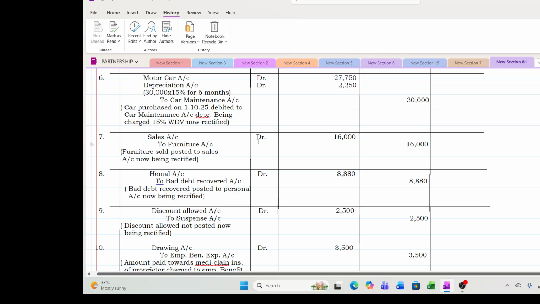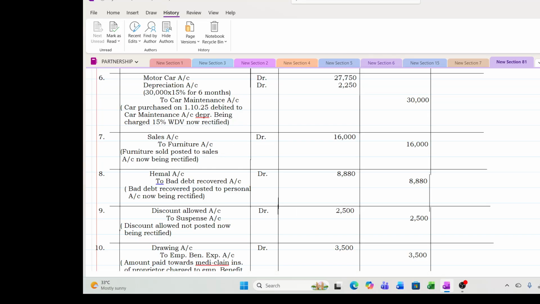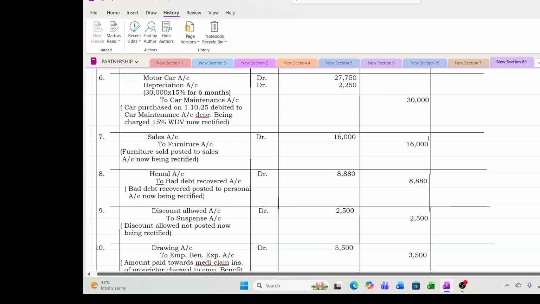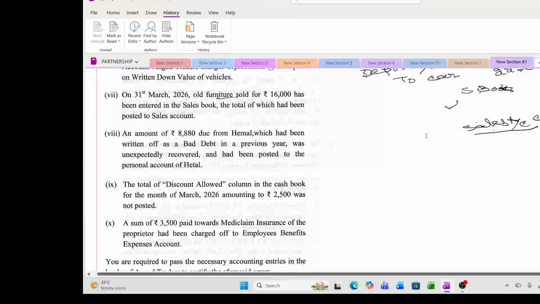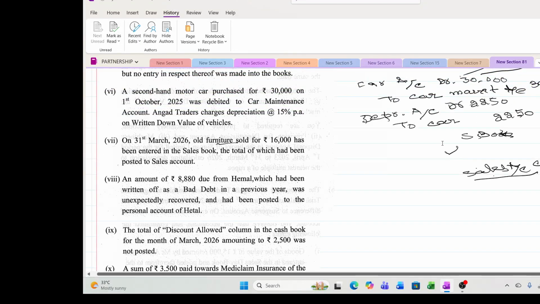Sales account you have to debit and credit the furniture account, because it is not a good which was sold, it is an asset which was sold. So it should not get entered into sales account. Okay. So now moving on to the eighth item, an amount of 8,880 due from Hemal.